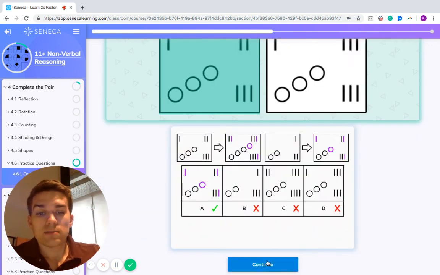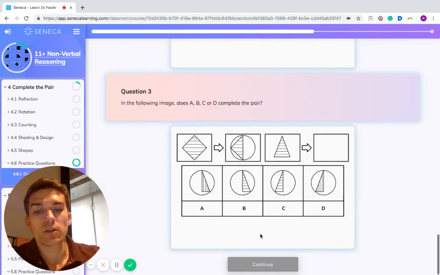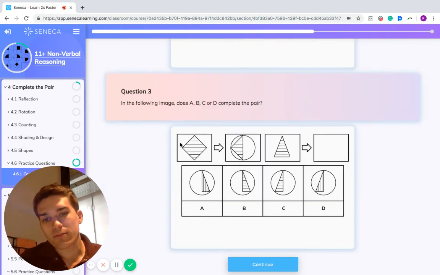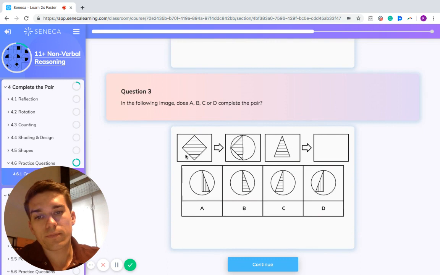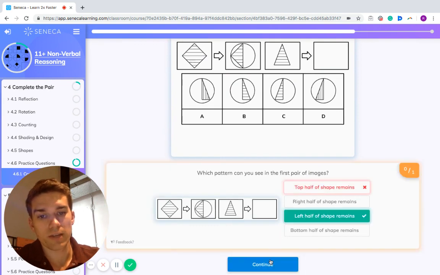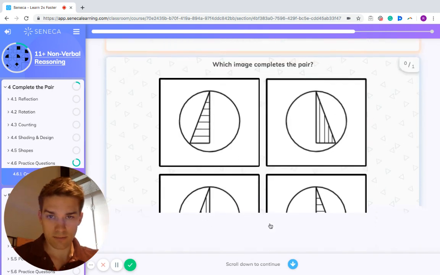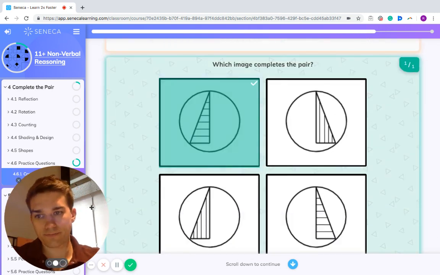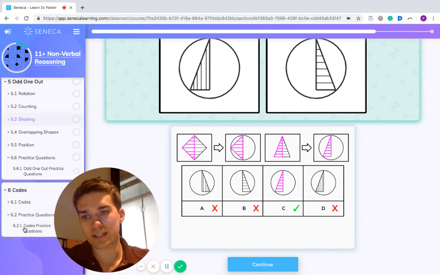So let's look at one more of these. Which one completes the pair? So we have a square on its point with lines going through it, and it looks like that square's been halved and a circle drawn around it. So let's do the same with a triangle. Let's halve it and draw a circle around it. So the answer would be C. The left half, the shape remains and the circle's been drawn around it. So it's this one. Onwards, let's go on to the next section.